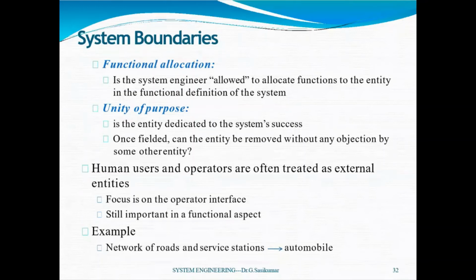Definitely, human users and operators are often treated as external entities. Focus on the operator interface is still important in functional acceptance. For example, you can consider a network of roads and service stations. You can see Hyundai service centers or Maruti service centers across India. So we have different service stations. Wherever you go, whichever city you travel to, you have a service station on the networks of roads. So this is how we operate a system.